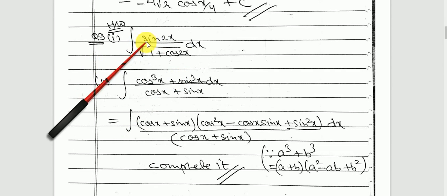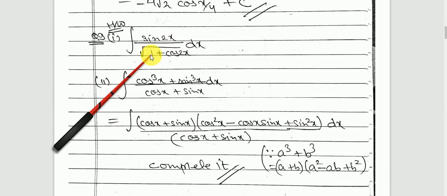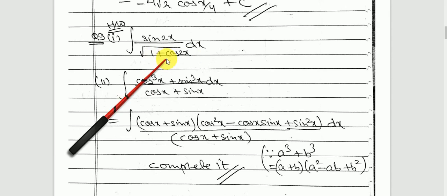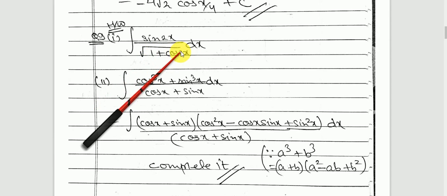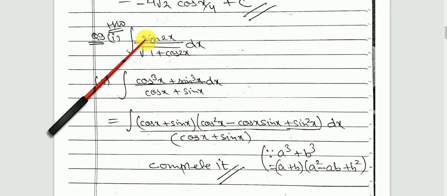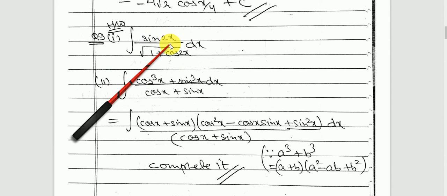Here we have got this integration sine 2x upon this square root 1 plus cos 2x. So this denominator can be simplified as 2 times cos square x, and this can be written as 2 times sin x cos x. Thereafter simplify, you will get terms whose integration will be known to you.